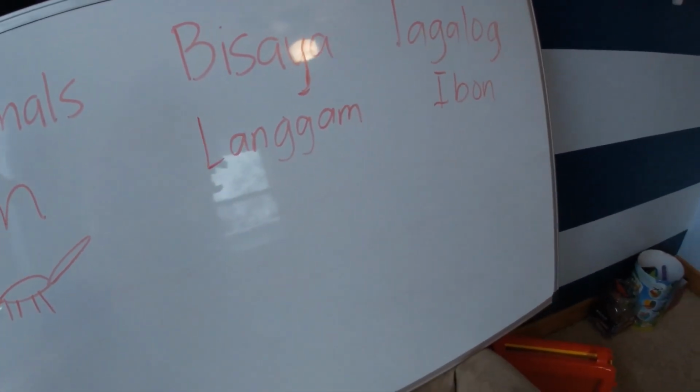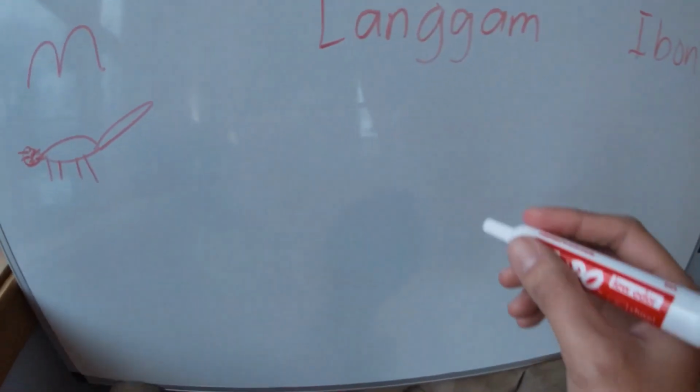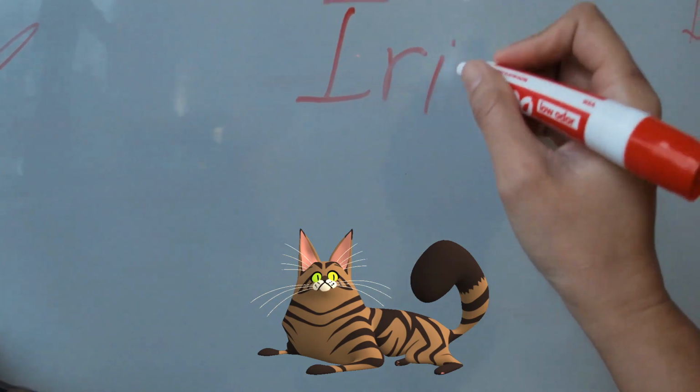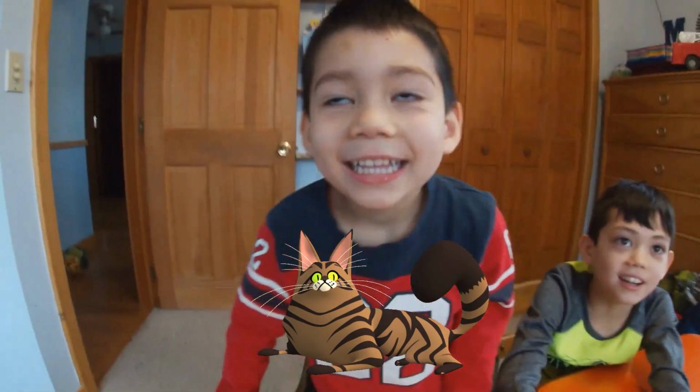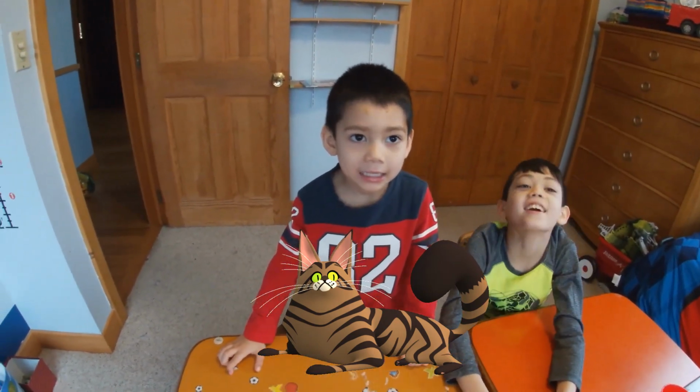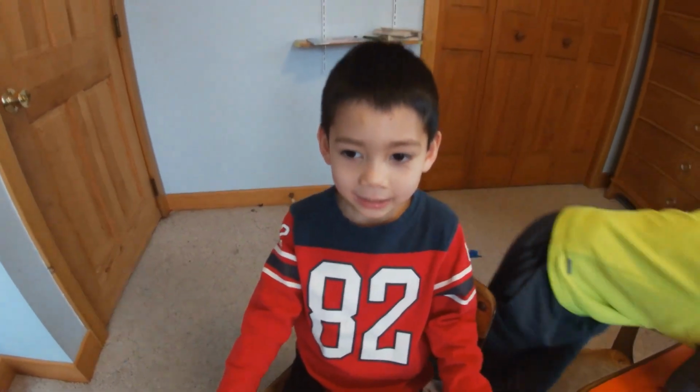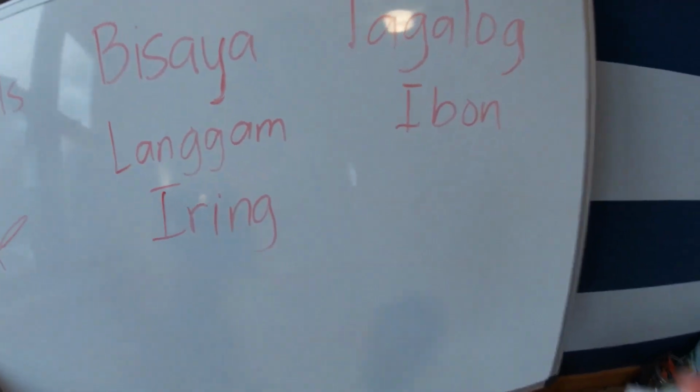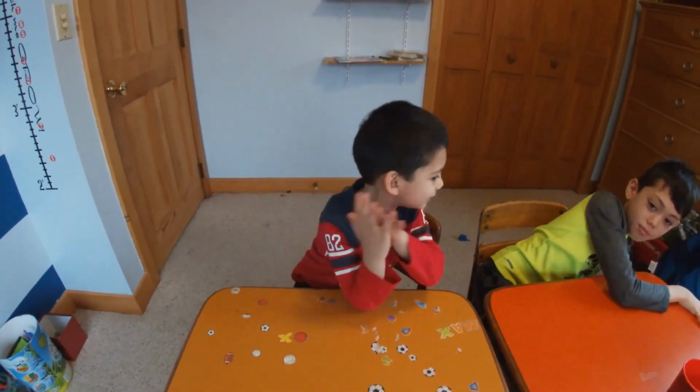What's cat in Bisaya? Cat. Bisaya, not English. Say earring. Earring. In Tagalog, pusa. Pusa. Very good. Pusa. Okay. What's cat in Tagalog? Pusa. Pusa. This one.